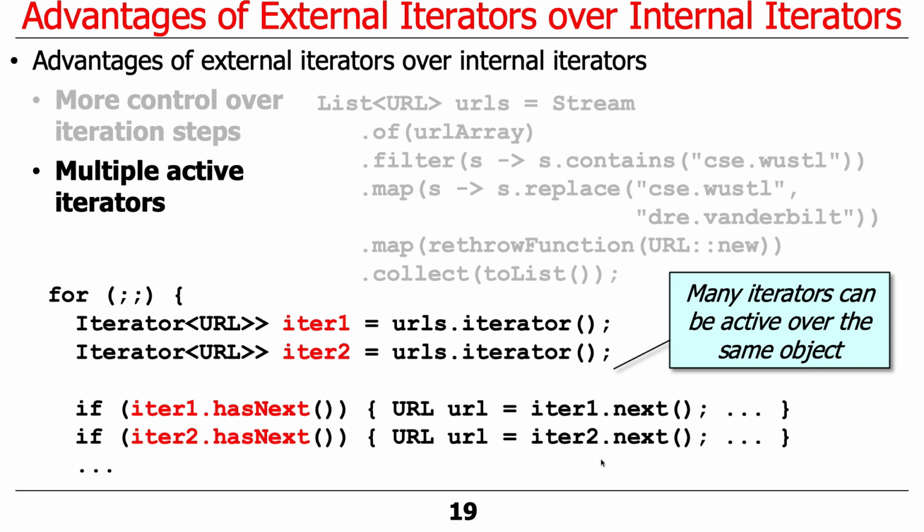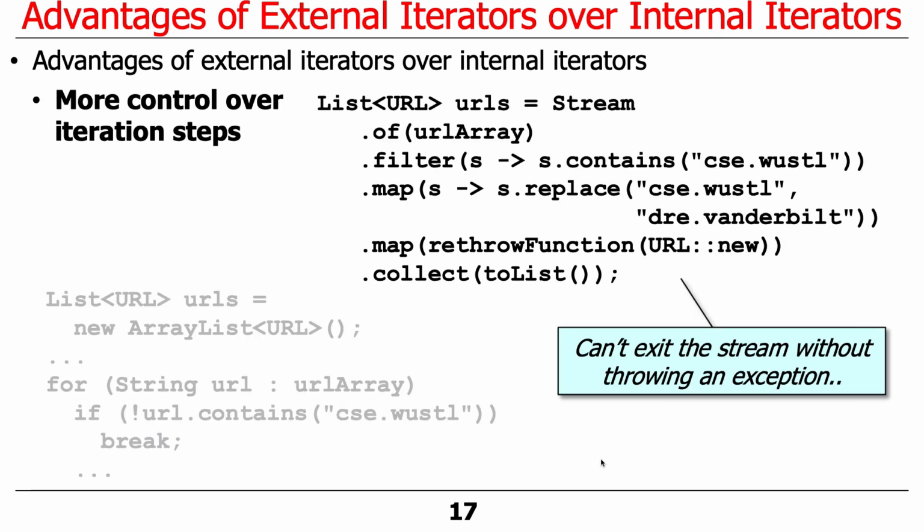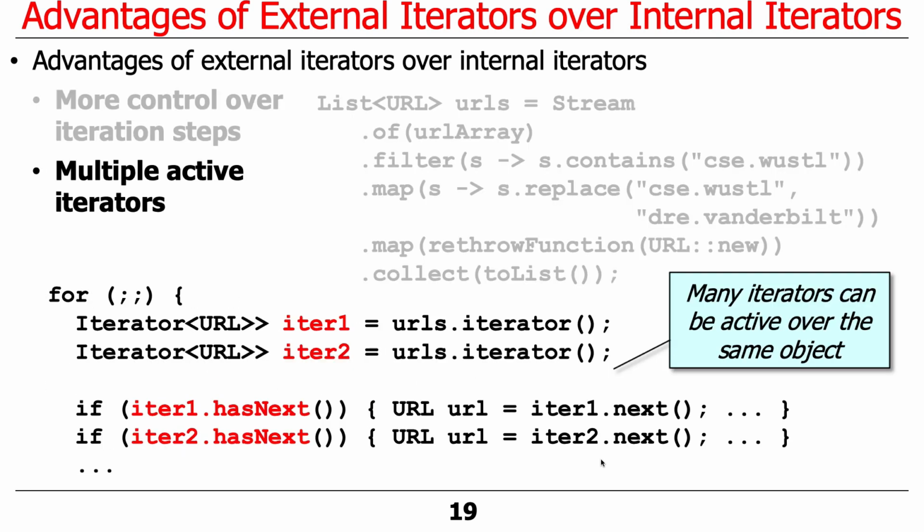You can also have multiple iterators active at a time. So here is a situation where we might actually have multiple iterators over the same collection, and they can run in different ways on different parts of the collection at the same time. That's because each iterator has its own state, whereas with the internal version, they have only one iterator taking place at a time. So there's only one internal iteration that can be taking place on a stream at a given time.